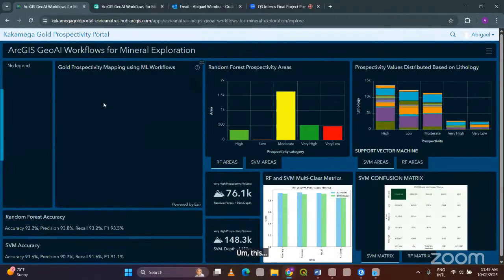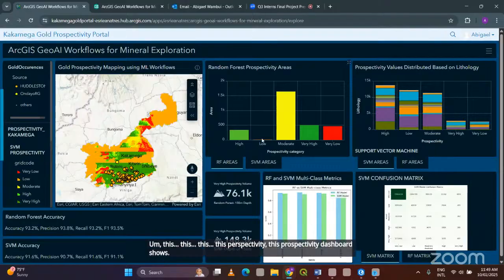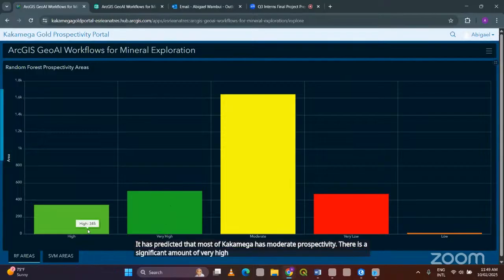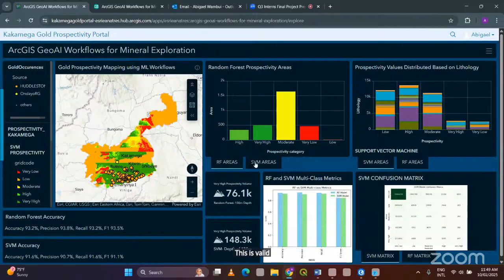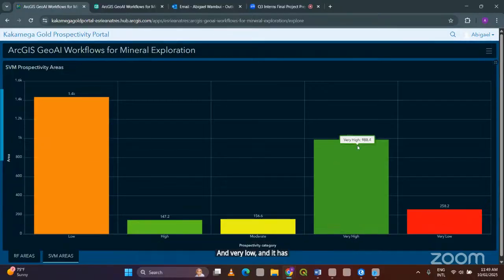This prospectivity dashboard shows the differences between, for example, in area. As we can see in the random forest areas, the most dominant place is moderate. It has predicted that most of Kakamega has moderate prospectivity. There is a significant amount of high prospectivity and a significant amount of very high prospectivity. This is varied with what we get from the support vector machine model, which has very high levels of low and very low, and it has a very good amount of very high prospectivity levels.